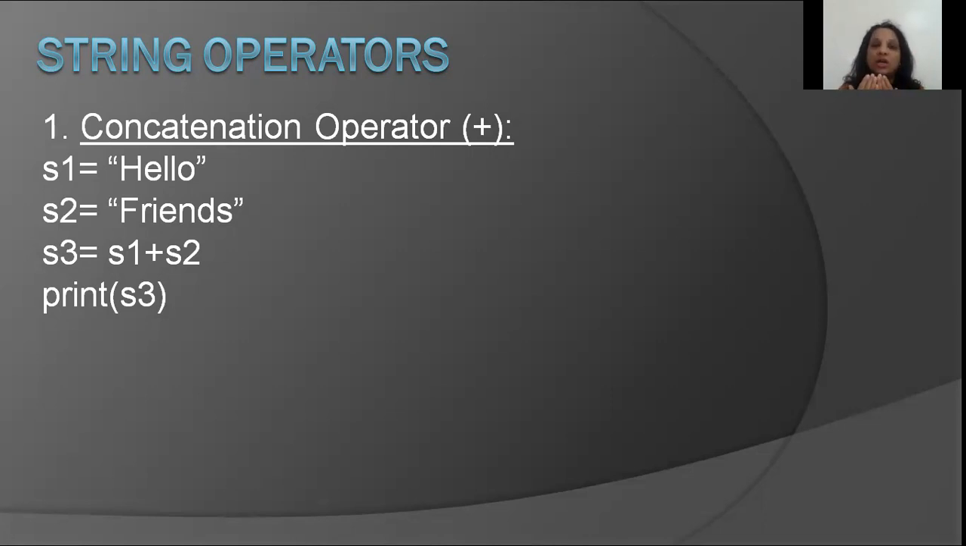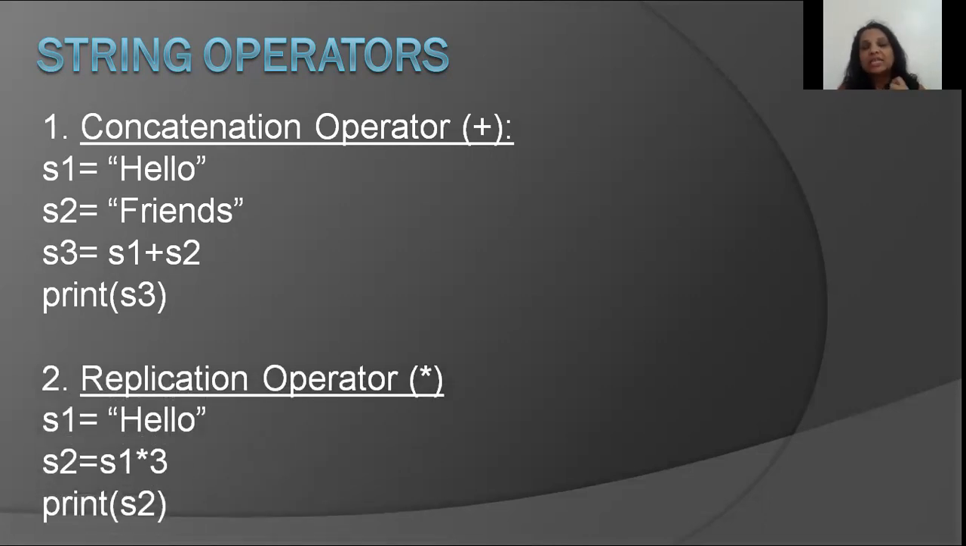To join. So if you see here on the screen, I have S1 with the string hello, and S2 with the string friends, and I said S3 is equal to S1 plus S2. So join the strings of S1 and S2. So what is S3 going to have? Hello friends. Now the question is, is there a gap between hello and friends? No, you just said concat, so they will appear as one single word. Is that clear? So plus has two roles to play.